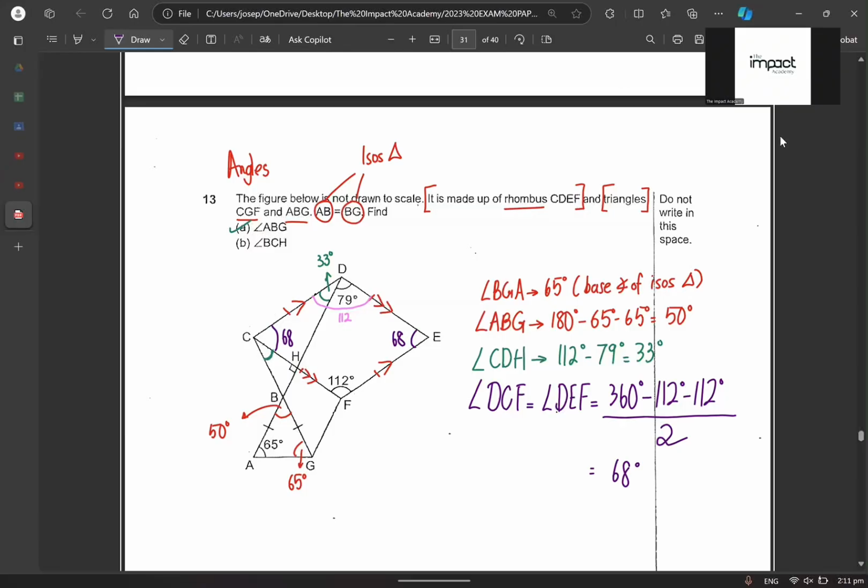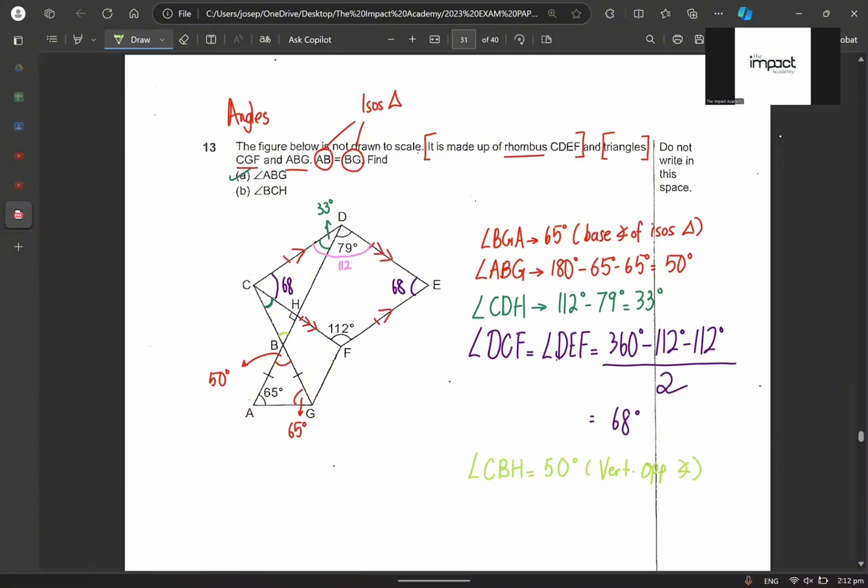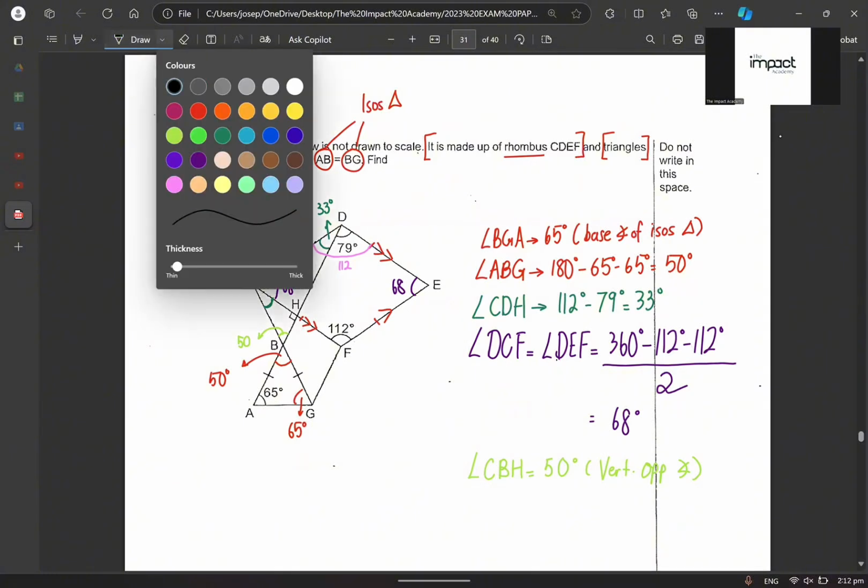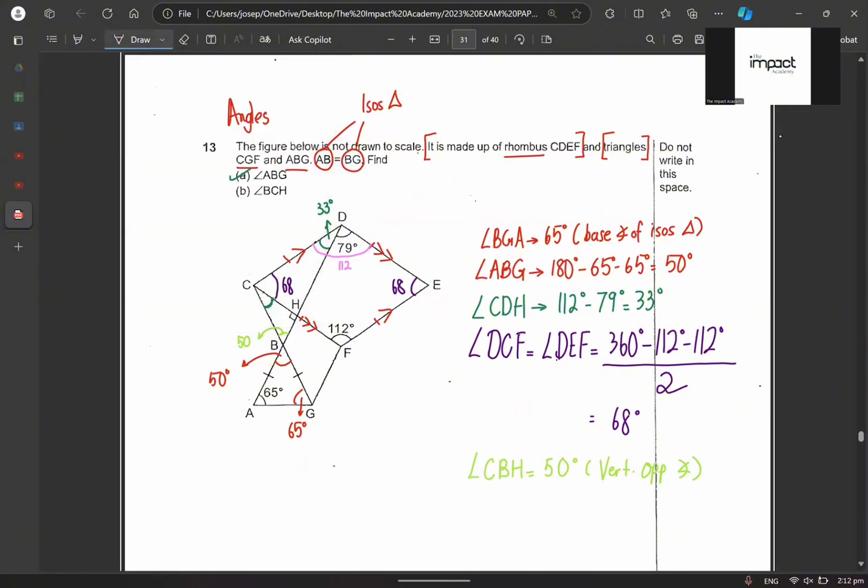So the next thing you want to do, because we're trying to find the green color part, is first find out what this is. The angle is called angle CBH. We know that that is 50 degrees. Why is that so? Because we call this a vertically opposite angle. So if this is 50 degrees, what we can find out is this entire thing. I'm probably going to use brown color. We are trying to find this entire thing, the brown part. The angle is what we call angle BCD.